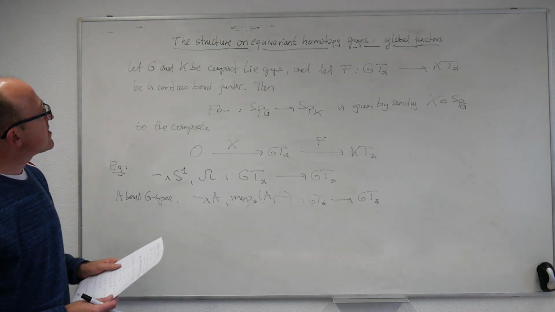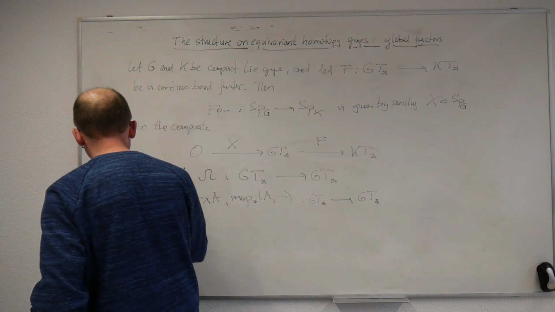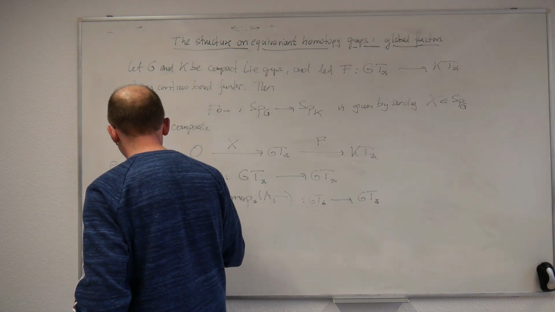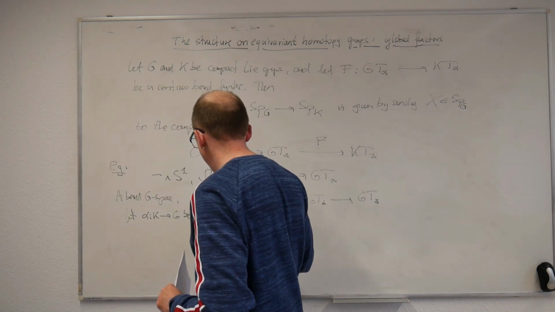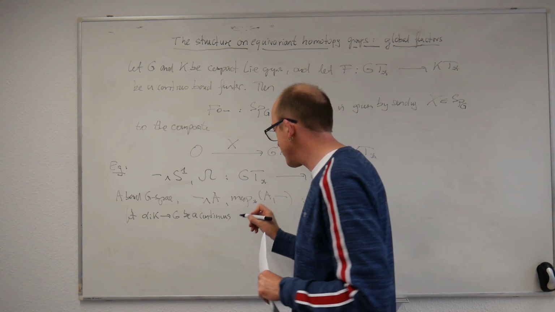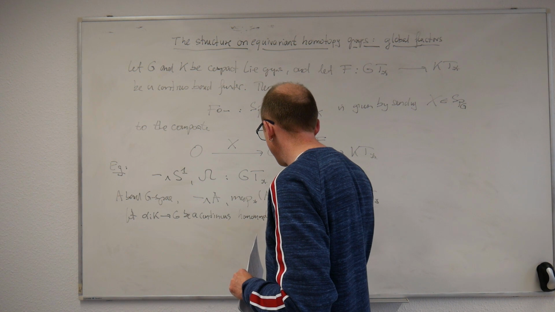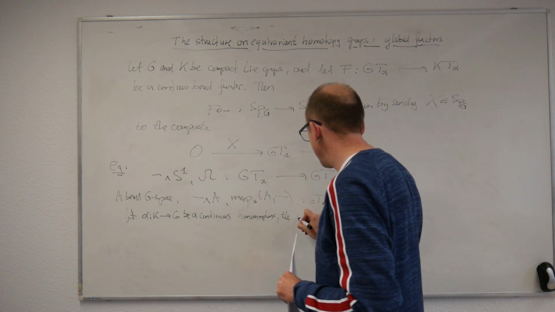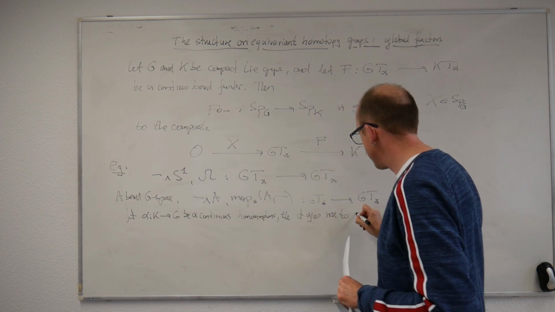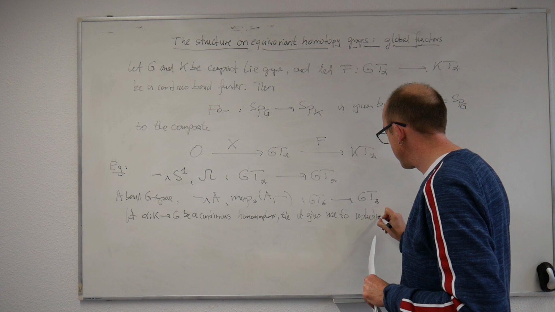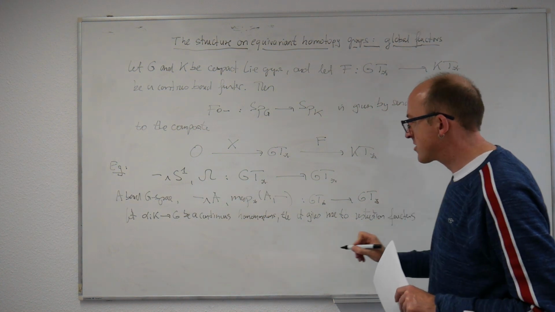Here's another example of this situation. Now G and K can be different, so we look at a continuous homomorphism. Let alpha from K to G be a continuous homomorphism, and I explained last time this is automatically smooth, in case you wonder. Then it gives rise to restriction functors. So that means we restrict the action along the homomorphism.